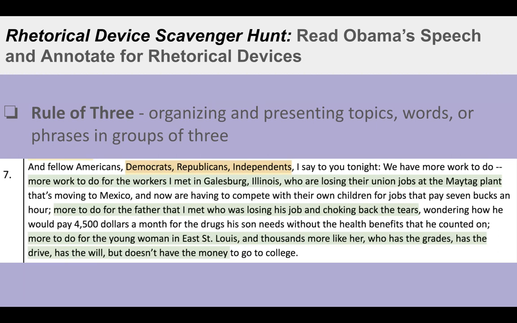And so in this one paragraph, 2 uses of the rule of 3. Obama uses the rule of 3 because it is a compelling pattern to use while speaking.